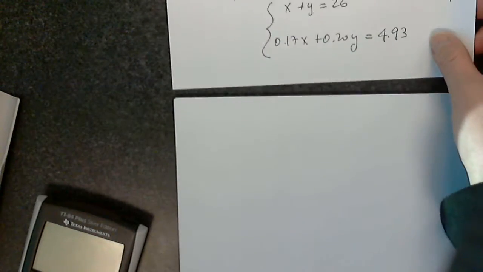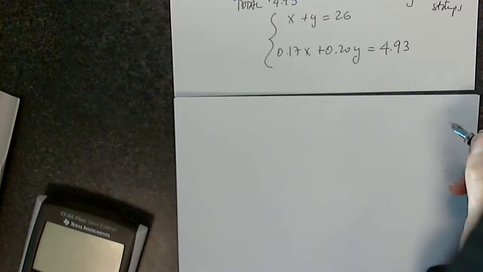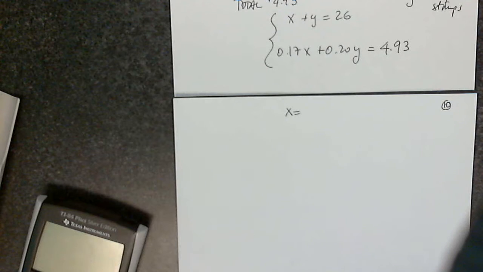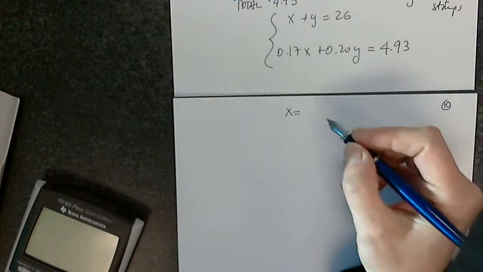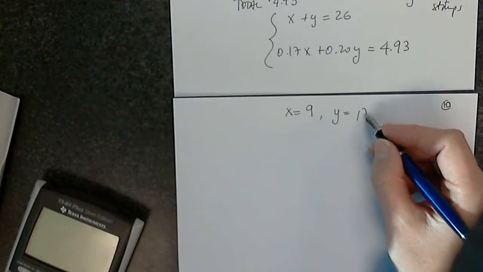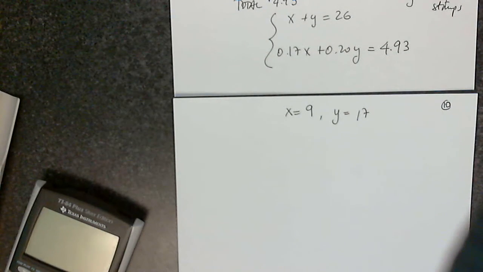Okay. Do we have the answer? Yeah, I got 9.7. I can't have 9 point something stamps. 9 of that. Oh, okay. Yeah, that's okay. So x equals 9 and y equals 17. Do we all agree with this? Do I have to show it? Can you please? Of course.